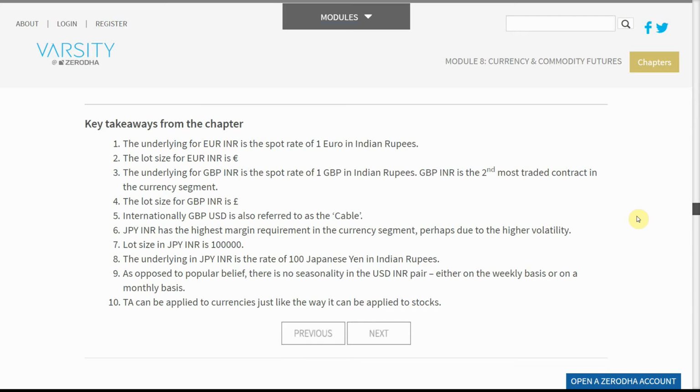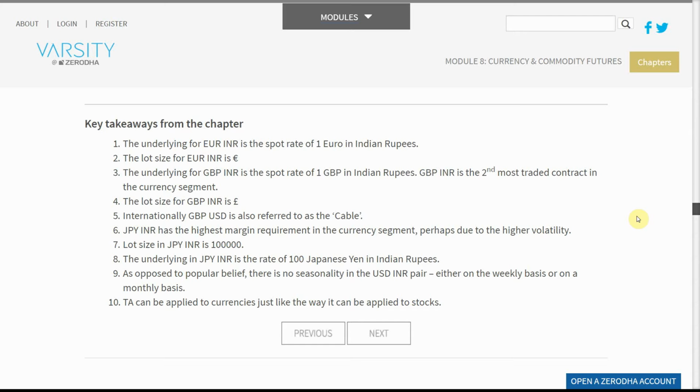The underlying for EUR-INR is the spot rate of €1 in Indian rupees. The lot size for EUR-INR is 1,000 euro. The underlying for GBP-INR is the spot rate of £1 British pound in Indian rupees. GBP-INR is the second most traded contract in the currency segment. The lot size for GBP-INR is 1,000 pound. Internationally, GBP-USD is also referred to as the cable.